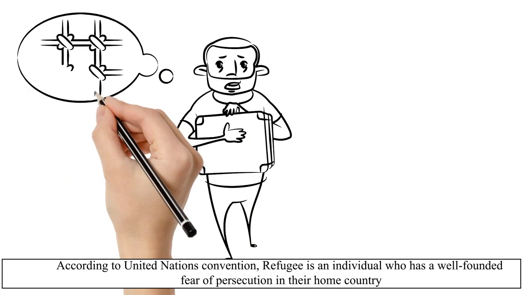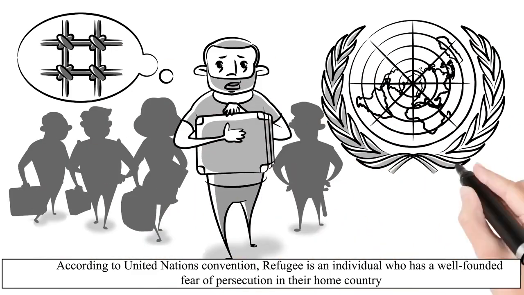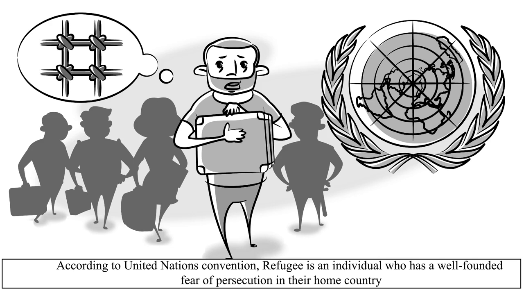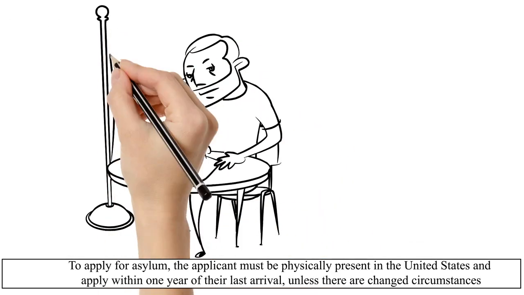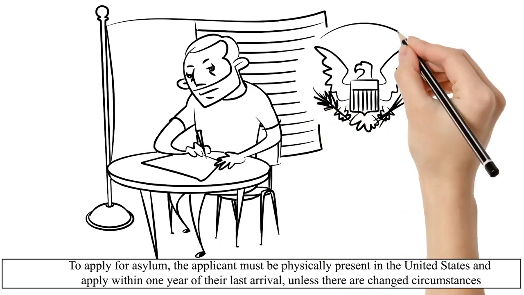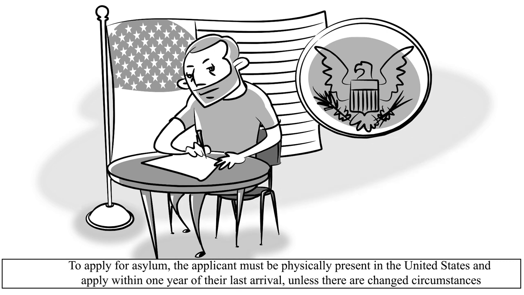According to the United Nations Convention, a refugee is an individual who has a well-founded fear of persecution in their home country. To apply for asylum, the applicant must be physically present in the United States and apply within 1 year of their last arrival, unless there are changed circumstances.